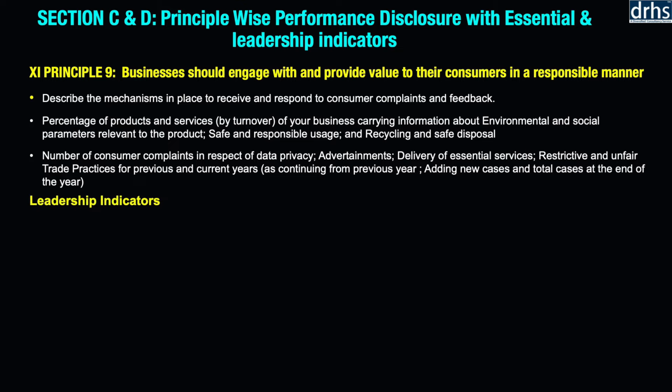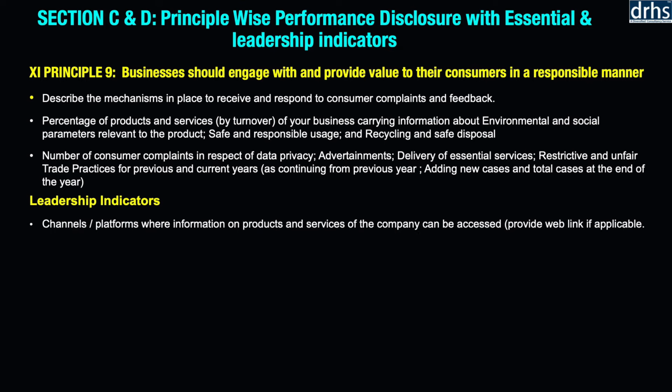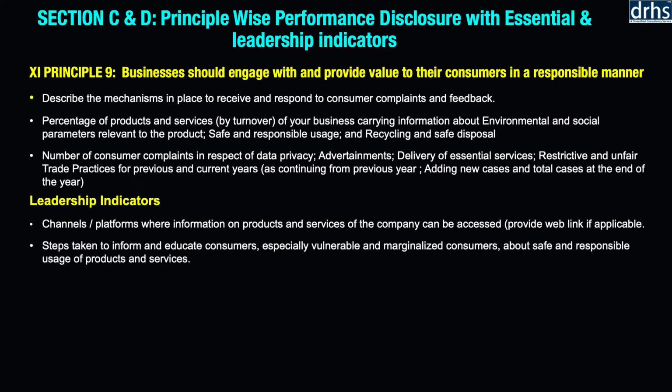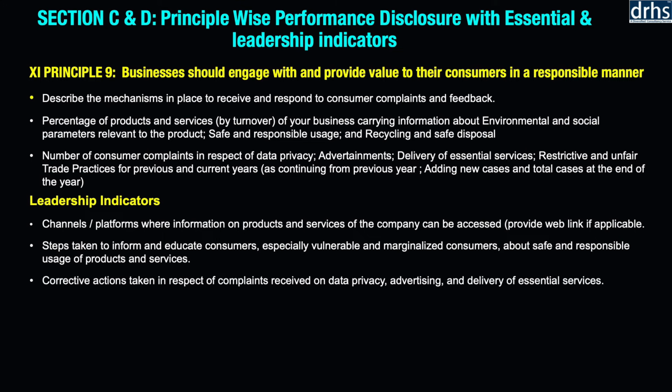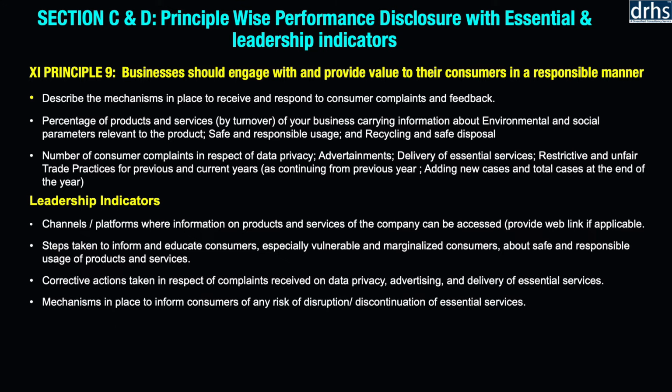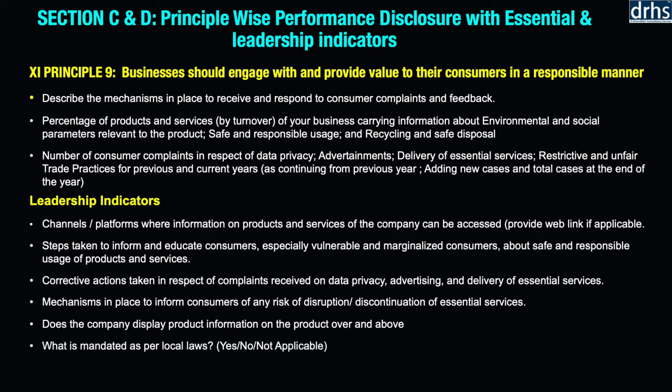While the leadership indicator largely emphasizes accessibility, the labeling of the information on the products and services of the company, steps taken to inform and educate consumers, corrective action taken in respect of complaints received on data privacy, advertising and delivery of essential services, and the mechanism placed to inform consumers of any risk of disruptions and discontinuation of essential services. Besides, it largely seeks information pertaining to consumer surveys, and results should be narrated in detail in the annual report.